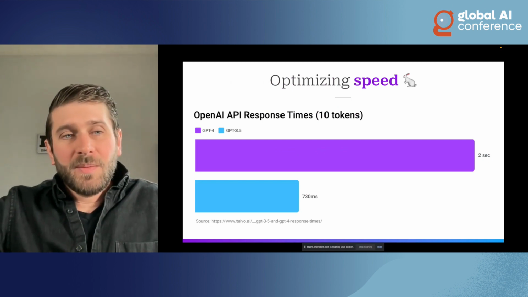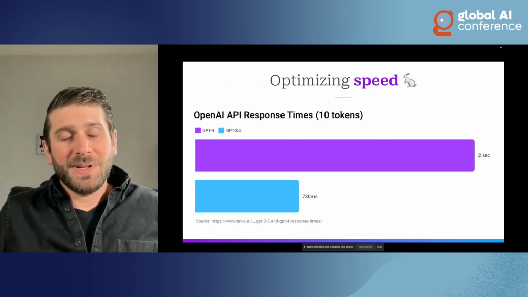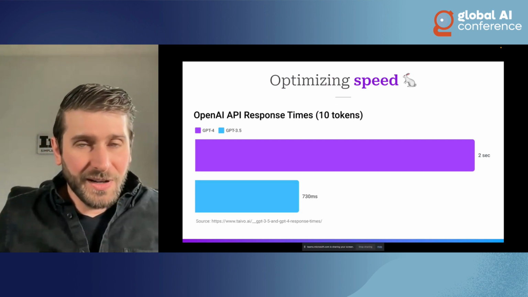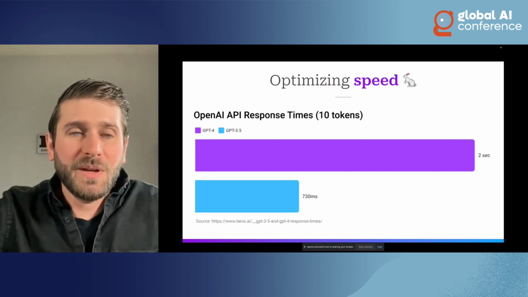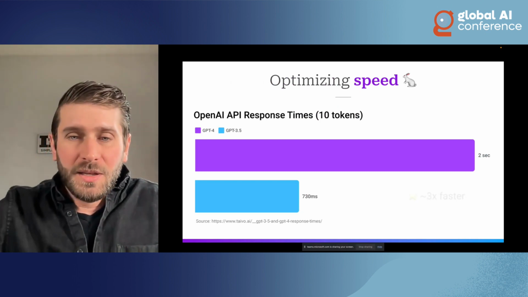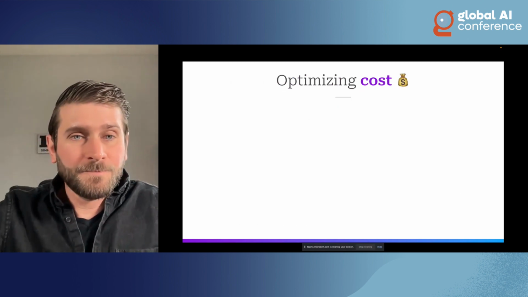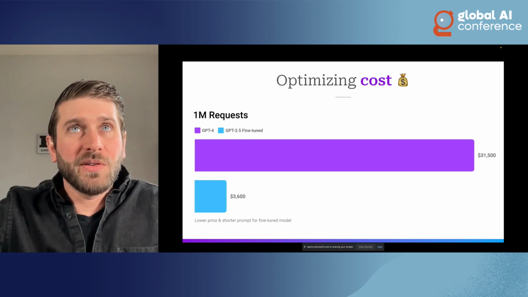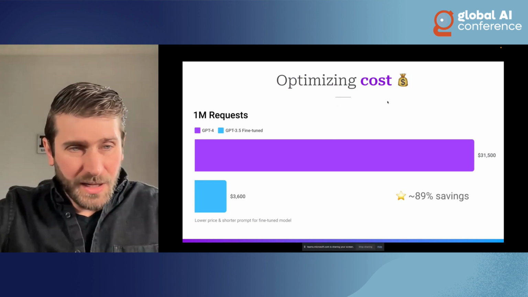Optimizing for speed. I apologize in advance. I don't have GPT-4 Turbo, but my GPT-4 example should be pretty timeless because in general, larger models are going to require more compute. They're going to be slower because they have more parameters. But here we have GPT-4 versus GPT 3.5 with 10 tokens. You can get an output 3 times faster with a smaller model. For 1 million requests on GPT-4 versus GPT 3.5 fine-tuned, you can save 89% on cost.